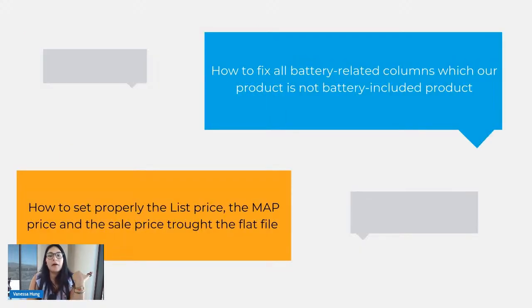How to fix all battery related columns when the product is not a battery included product? Amazing question. This is amazing. Okay, let's run this problem through our framework. There are two scenarios here. It could happen that you have a product that is not batteries and has information about a battery, which means that somebody else contributed to that listing and has wrong information.